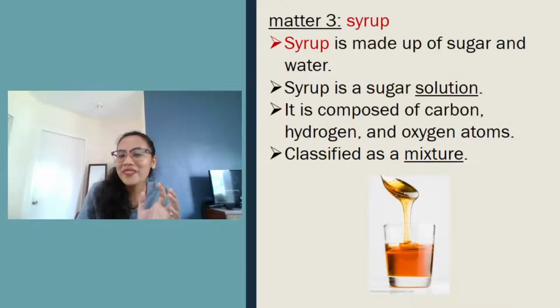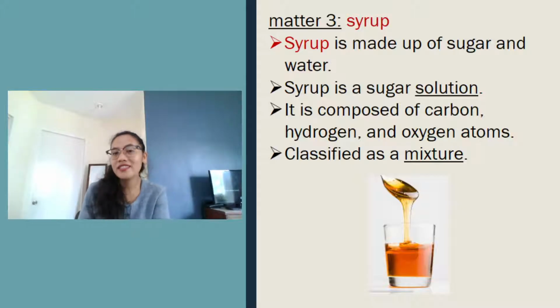While syrup, okay, syrup is just made up of water and sugar. So therefore, syrup is a solution. So recall that a solution is composed of a solvent. Here it is water, while the sucrose or sugar is considered as a solute.